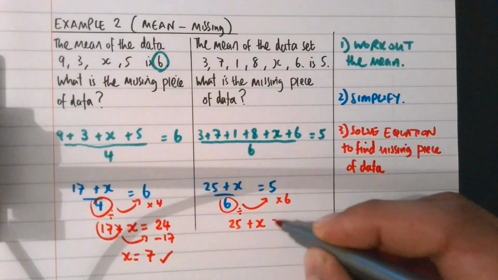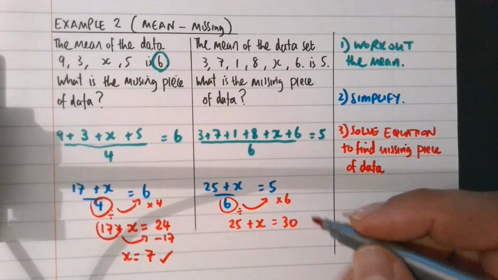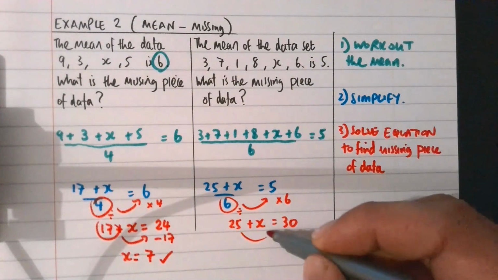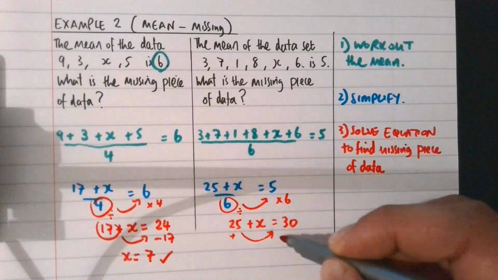And then I'll move the 25, which starts as a plus, and ends as a minus. So x is going to be 5.